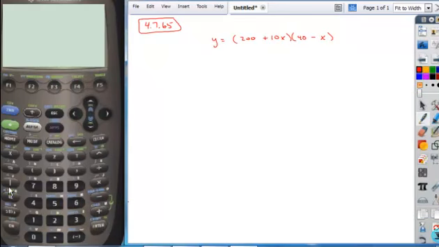You'll take that function. We can model it, place it in our Y editor, and take a look at its vertex. The optimal revenue is going to be the vertex of this equation. So if we enter this, and we can just put it in the form that it's in, 200 plus 10x times 40 minus x.